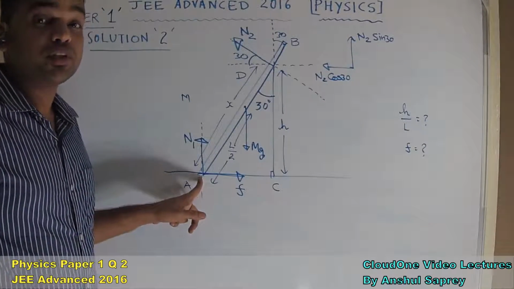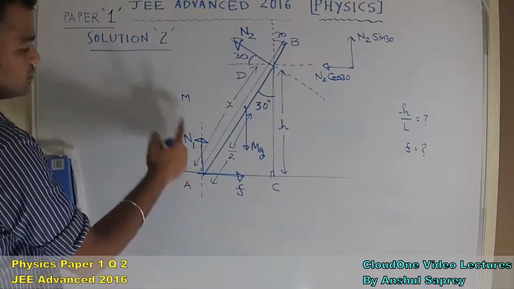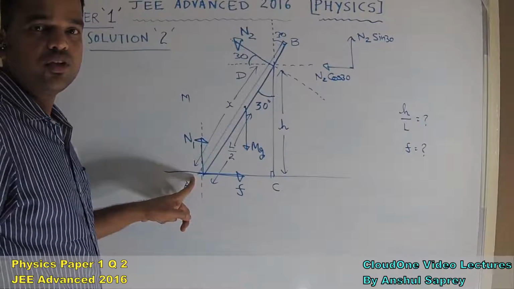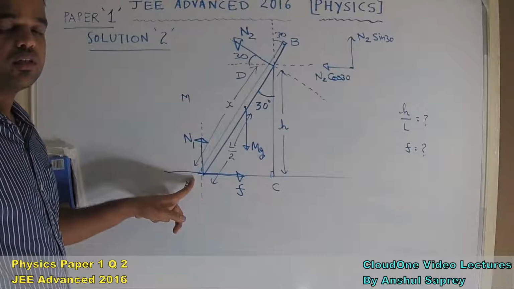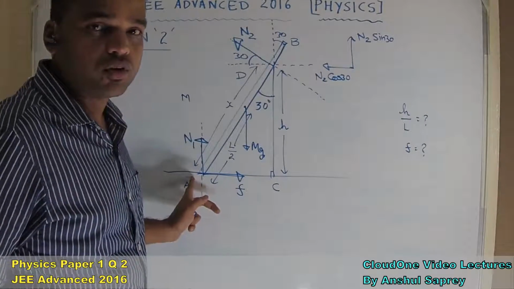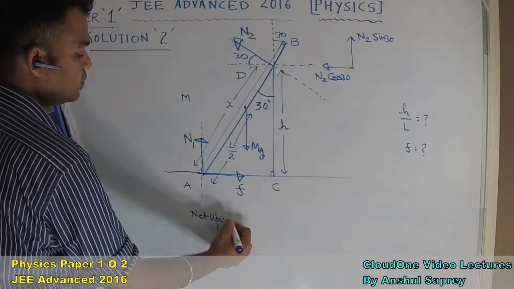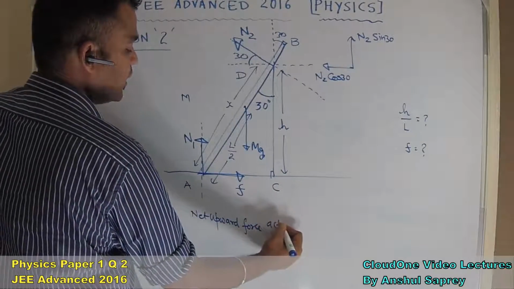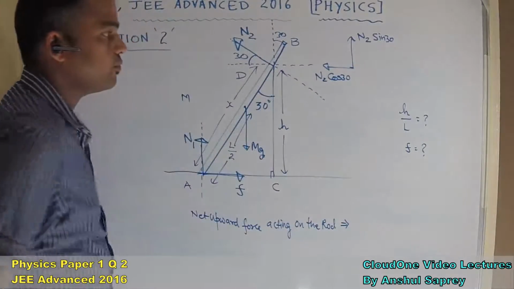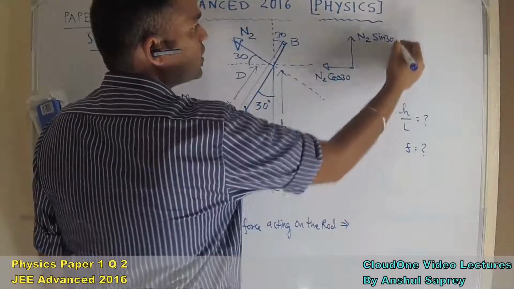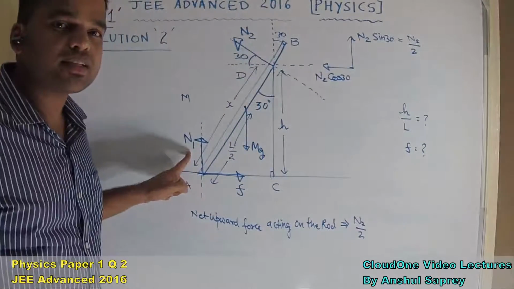And at the lowermost point of the rod, the forces are N1 upward and F rightward. So what are the vertical forces now acting on the rod? Suppose I want to draw the free body diagram for the rod. What is the net upward force acting on the rod? Net upward force acting on the rod is N2 sin 30, which can be written as N2 by 2, plus N1.